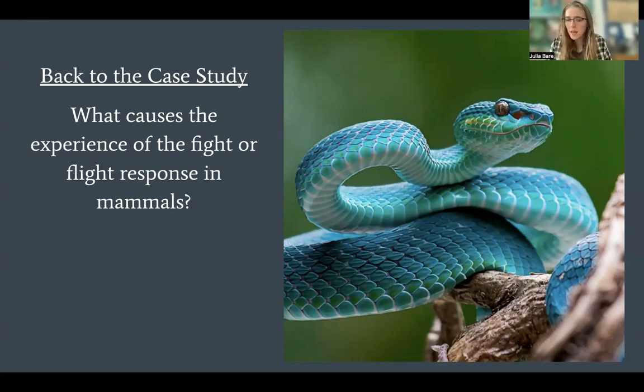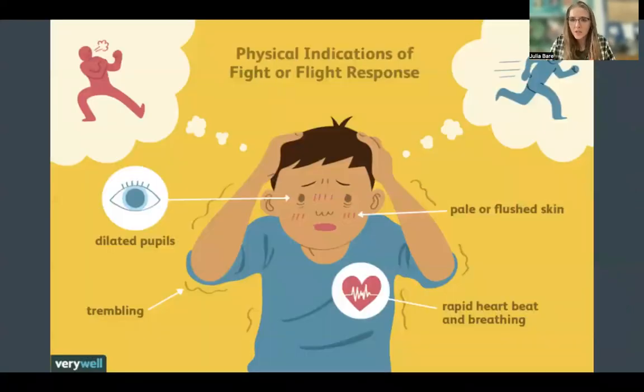So the question I'm asking is, what is causing that fight or flight response? When Miss Bear sees a snake, what is causing the fight or flight response? And there's a specific signal transduction pathway that does this. So you get a lot of different symptoms of the fight or flight response. You get pale or flushed skin. You can get rapid heart rate, trembling, dilated pupils. There's also the freeze response, which is a lot of times looped into the fight or flight response. And that's going to have a lot of the same things, a lot of trembling and those kinds of responses.